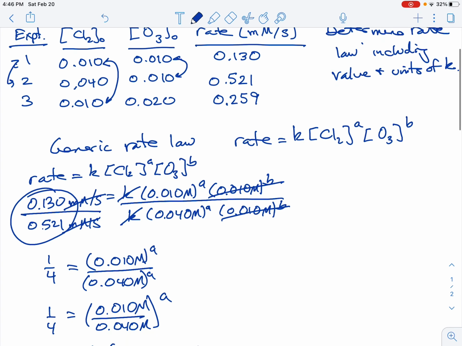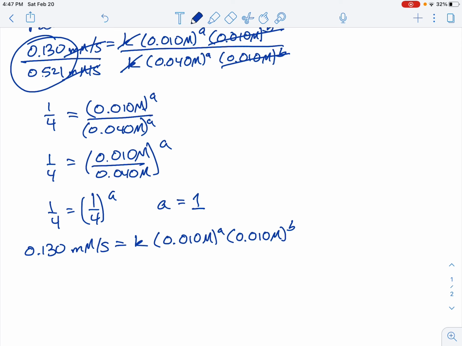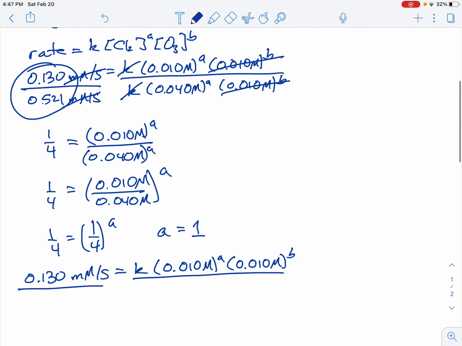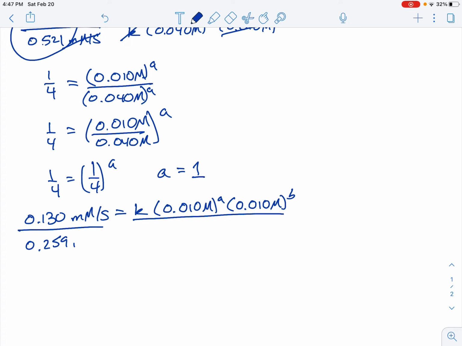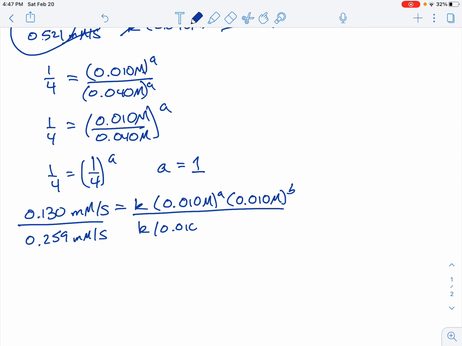So I'm going to plug in 1 and 3. That's going to be 0.130 millimolar per second equals K times 0.010 molar to the A times 0.010 molar to the B. And that's going to be divided by experiment 3: 0.259 millimolar per second equals K times 0.010 molar to the A times 0.020 molar to the B. So units cancel, K's cancel, chlorine terms cancel.